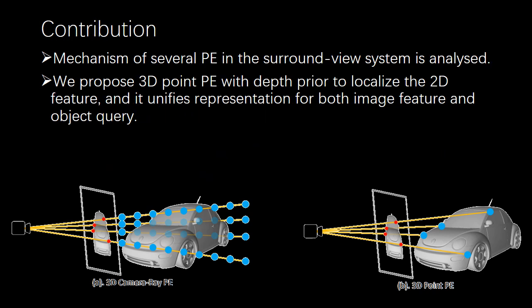Thus, in our work, the mechanism of several PEs in the surround view system is analyzed first. Then we propose 3D point PE with depth prior to localize the 2D feature, and it unifies representation for both image feature and object query.